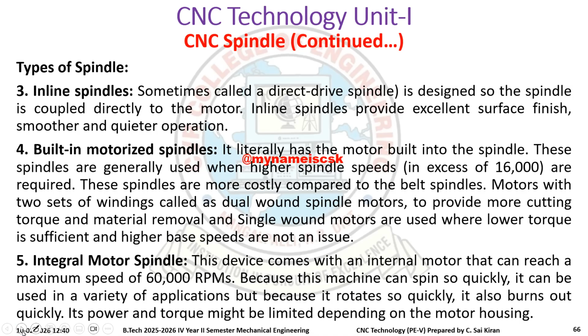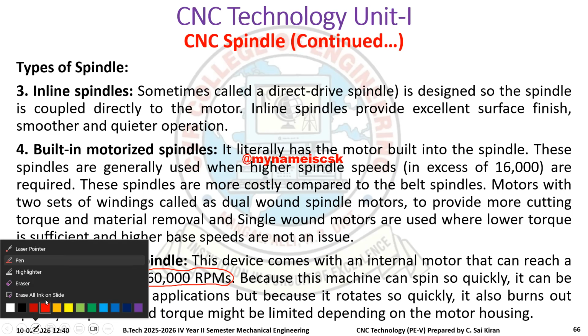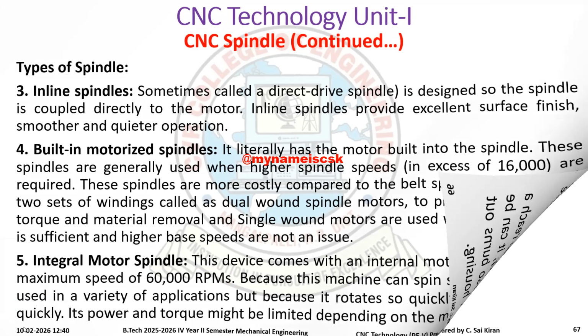Next, integral motor. In this integral motor, it can reach up to 60,000 rpm. So if you want very high speed, then we use this 60,000 rpm, and it can spin very quickly, so we use this spindle in a variety of applications.